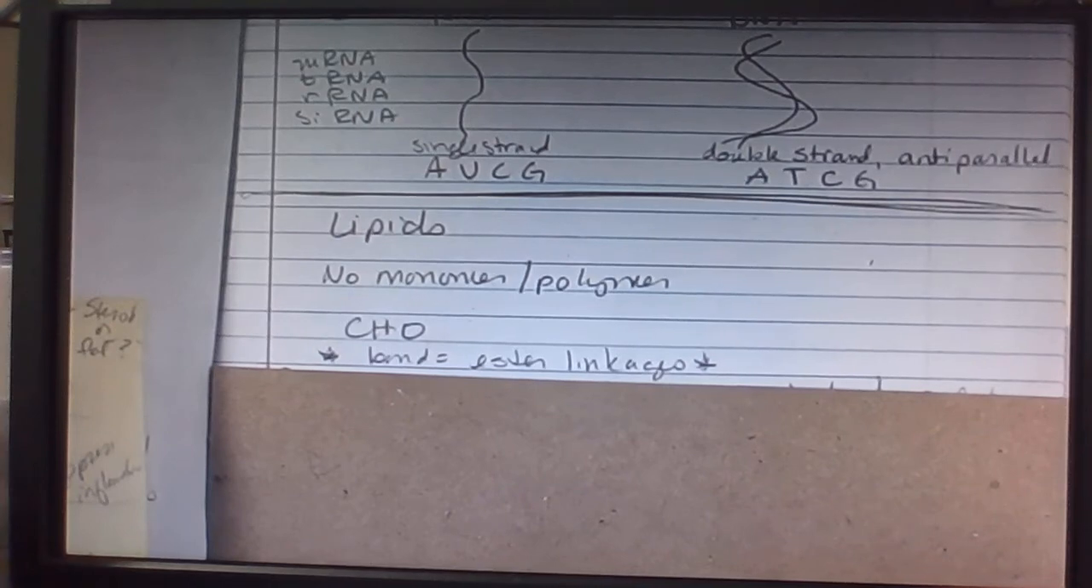So ester linkage, ester lipids. Ester I think of like the chubby old grandma giving you cookies and stuff like that. So that helps me remember ester linkages for lipids. Do what you do to help you remember.